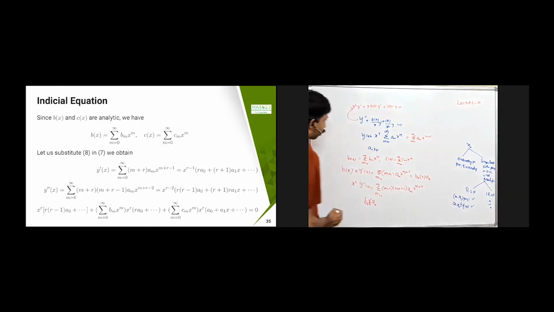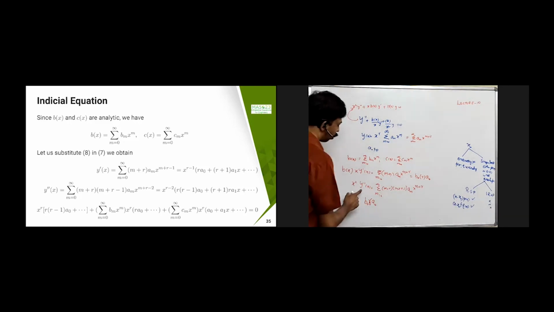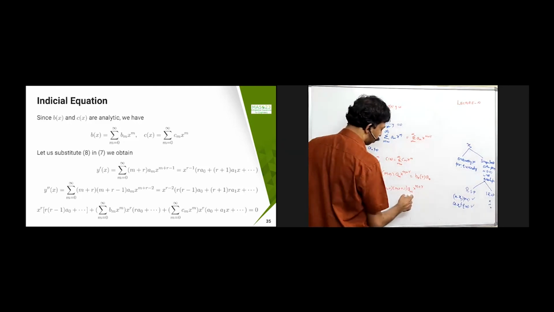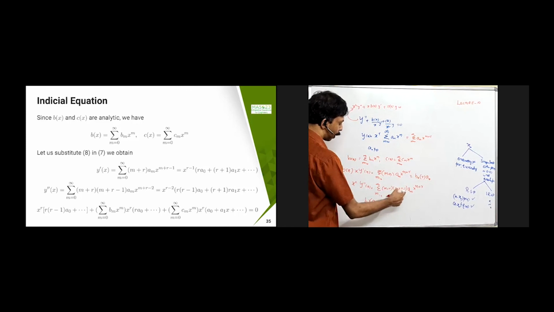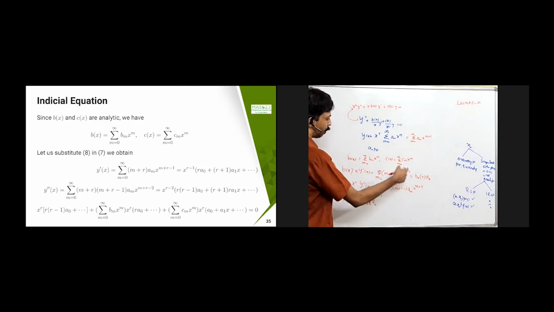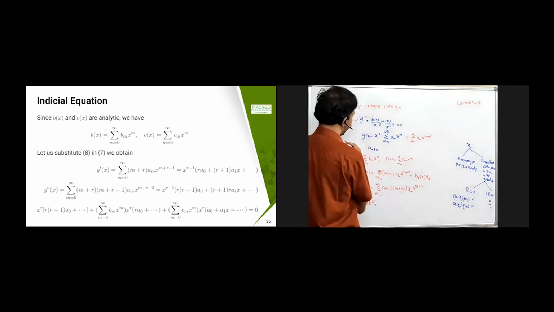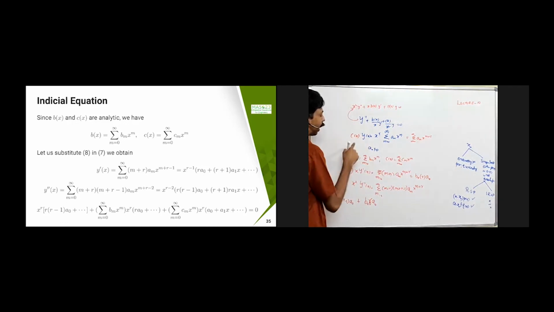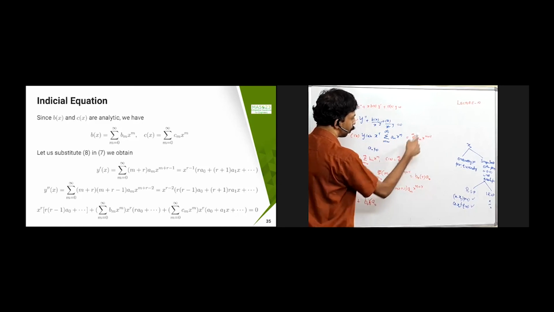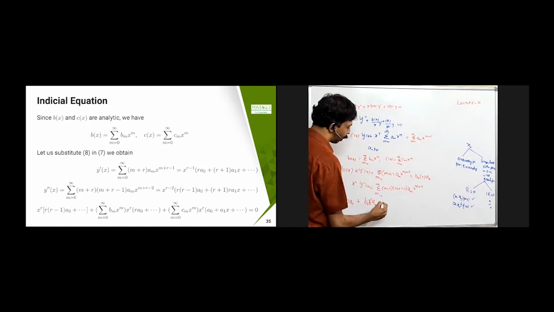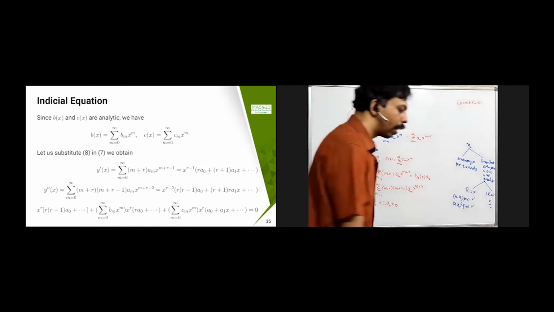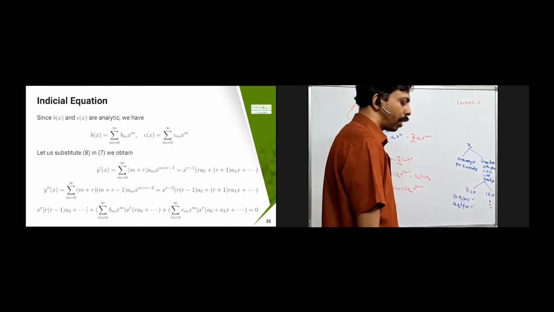Now from this one I am going to collect the first term only, the m equal to 0 term. Therefore here I get r into r minus 1 into a naught. Plus, here I have to multiply by c of x, and in c of x I take the first term only, the m equal to 0 term. So c naught into a naught is going to be there. I am collecting only the first term from this series.